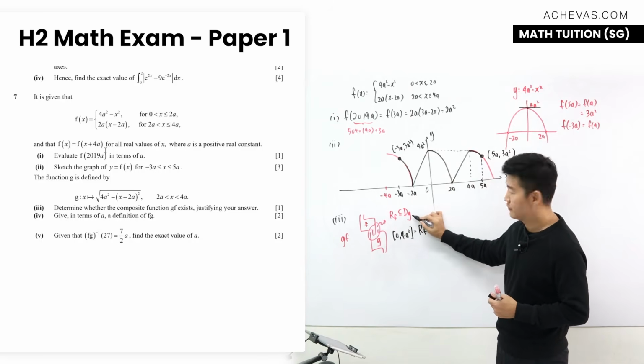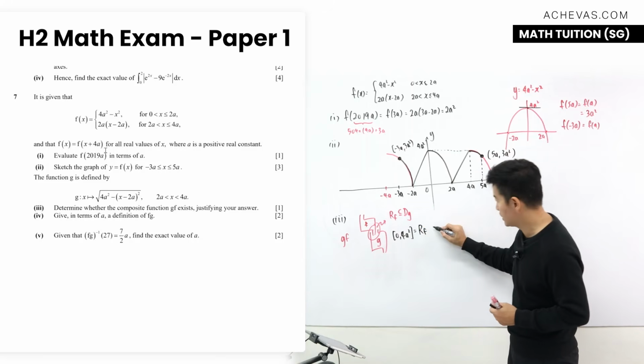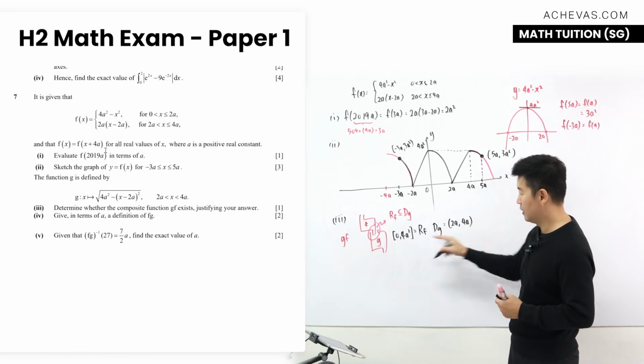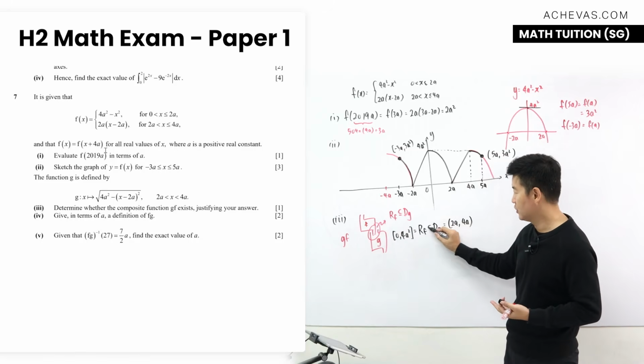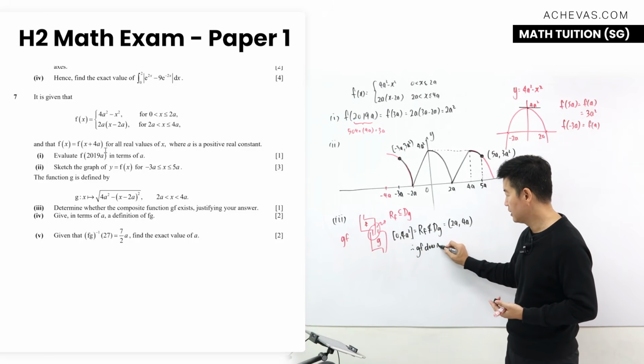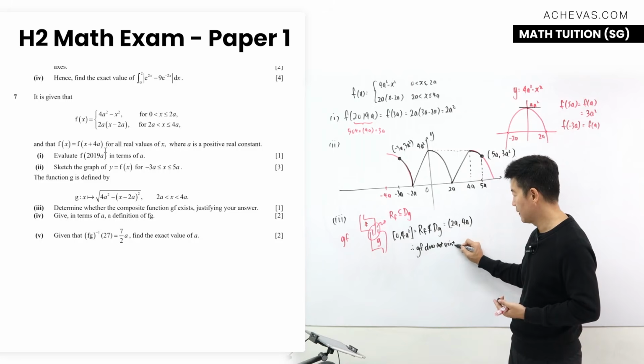What is the domain of G? The domain of G is given to me by the question. The domain of G is given to me as 2a all the way until 4a. 0 already cannot go into here. Okay, so it is not a subset. So therefore, the composite function GF does not exist.